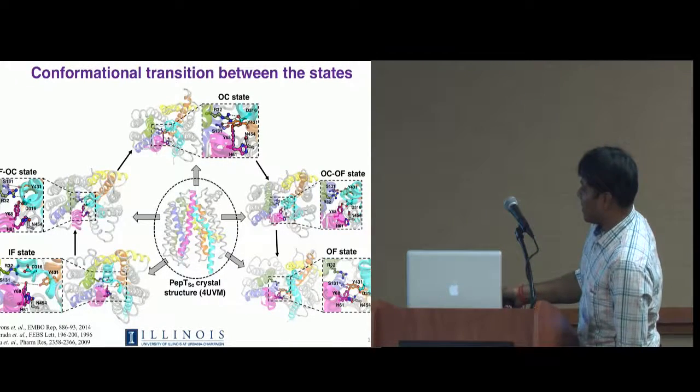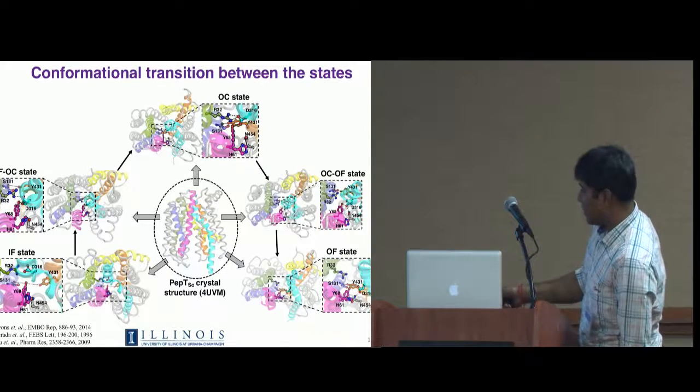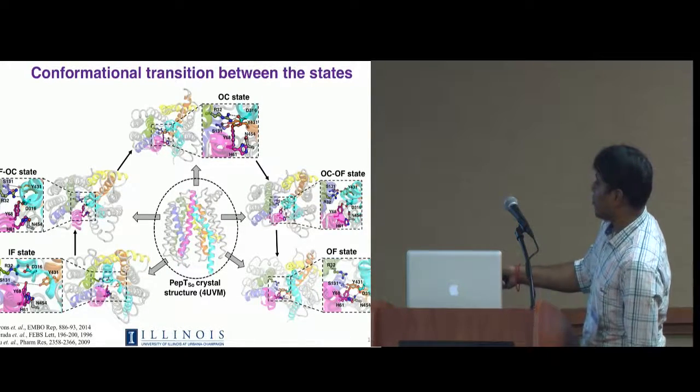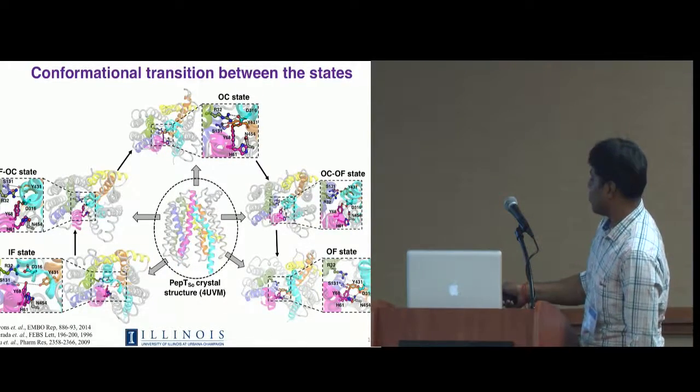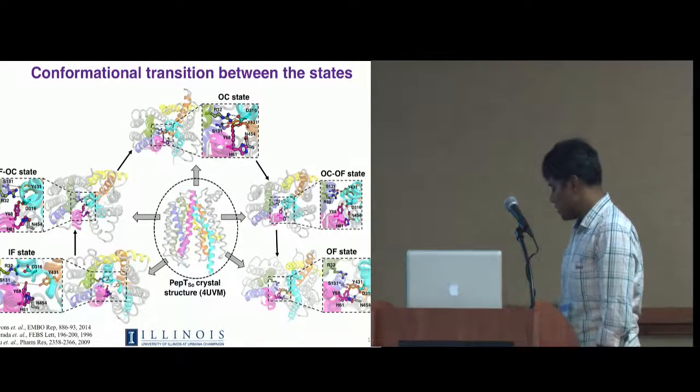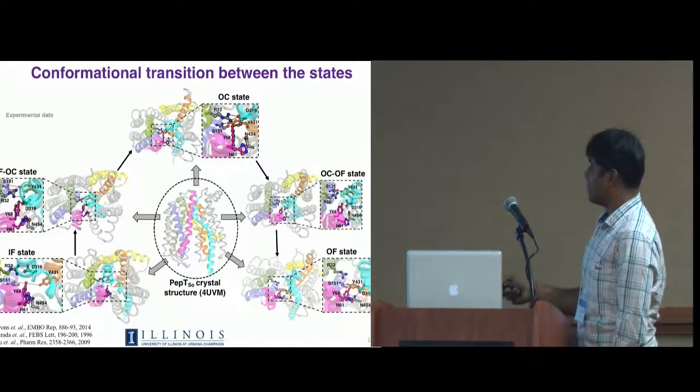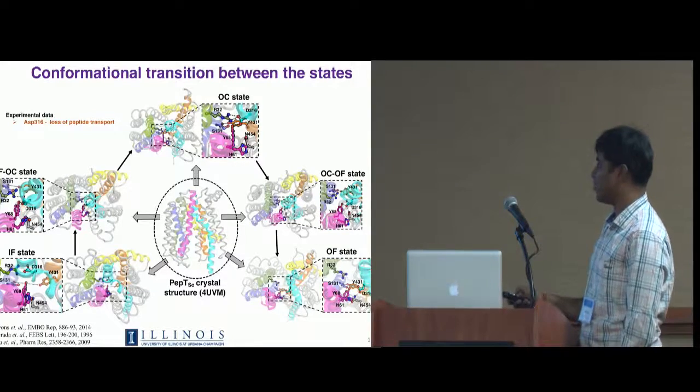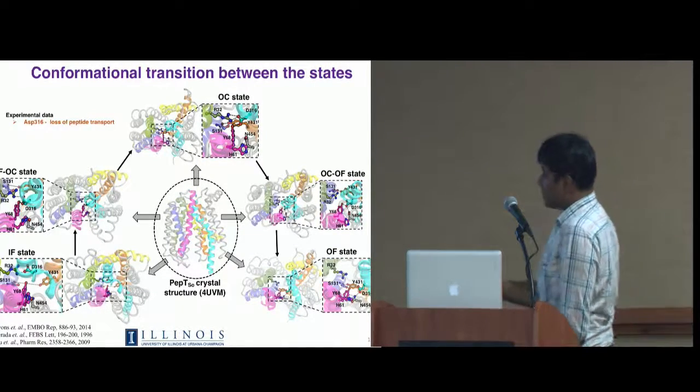And there are other interactions which are far apart in the crystal structure, but when we move along the cycle, they come close, start interacting, and stabilize the OC state. Once we have this, we looked into some literature data to support our predictions.